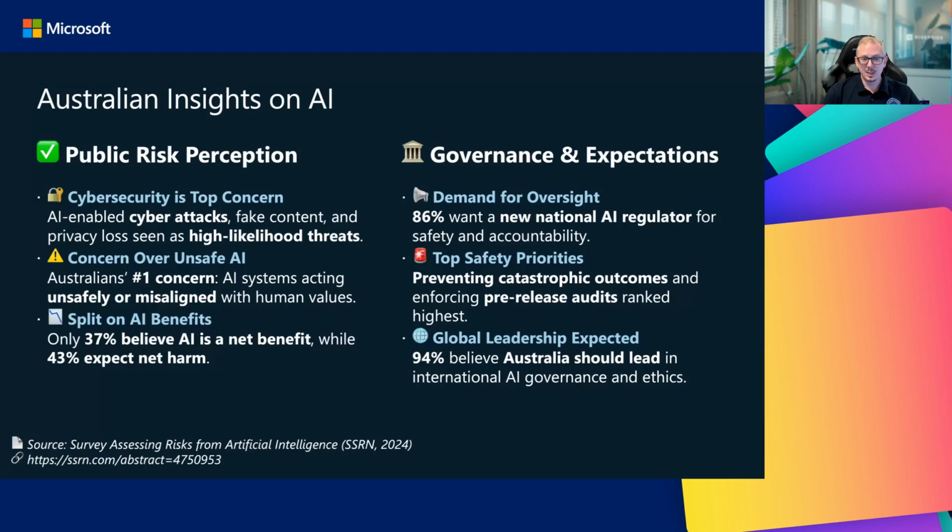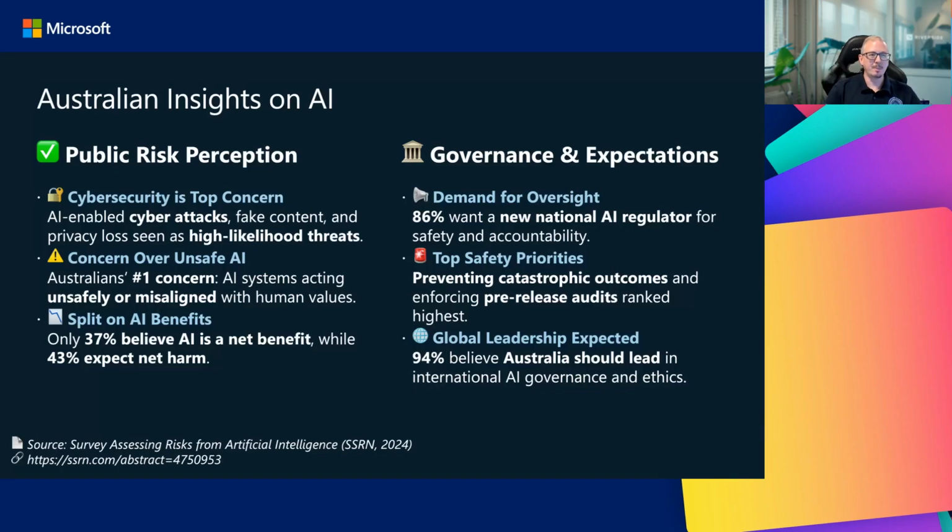The use of AI itself, so Australia's number one concern regarding unsafe AI are systems acting in a way which is either considered to be not safe or is not aligned with human values. Everyone has seen some kind of example of that.